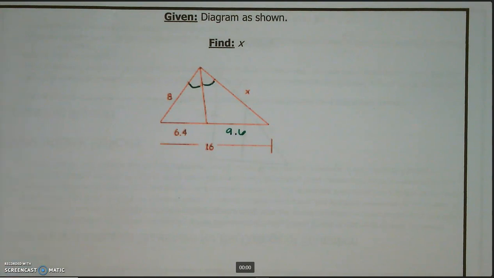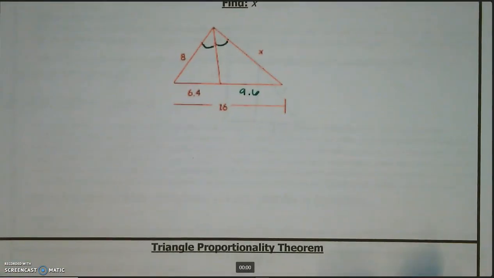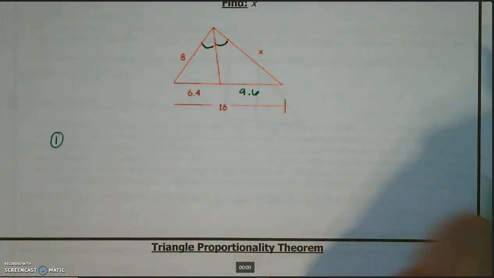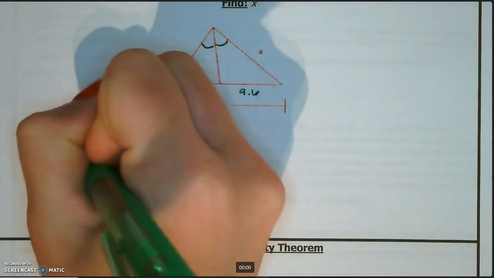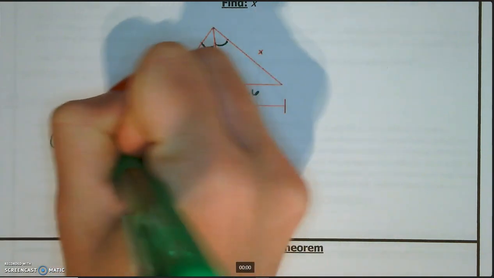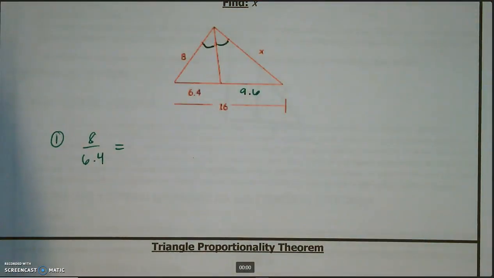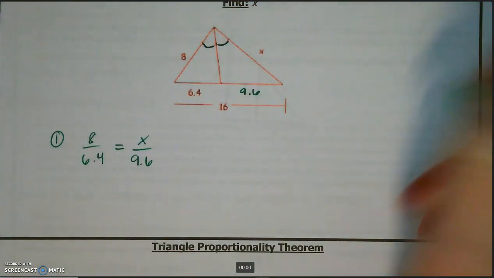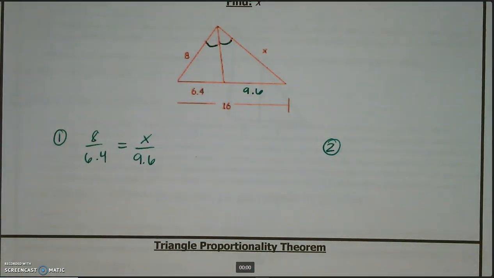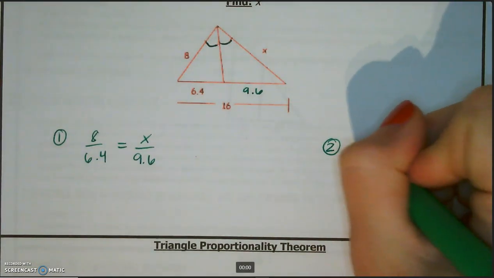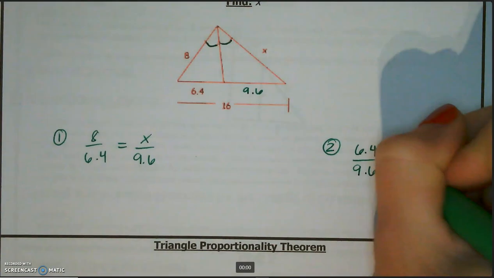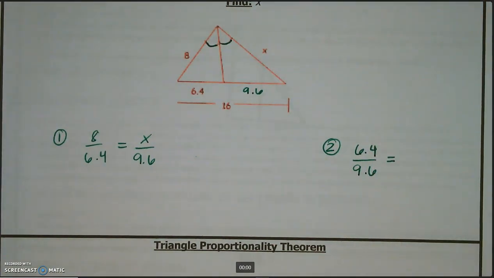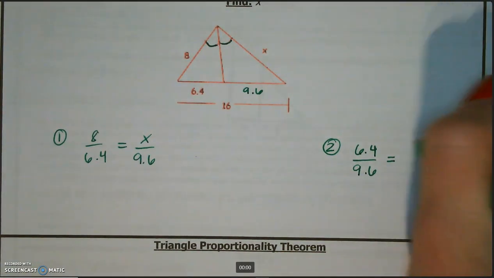All right, now that we found that missing piece, I'm going to set up the first fraction and you tell me what you think the other fraction would have to be. If I did 8 over 6.4, take a guess. Good, that would have to be x over 9.6. Let's try one more just for practice. If I decided to do 6.4 over 9.6, take a guess as to what the other side would have to be. Good, 8 over x.